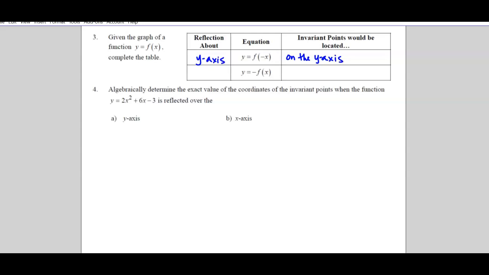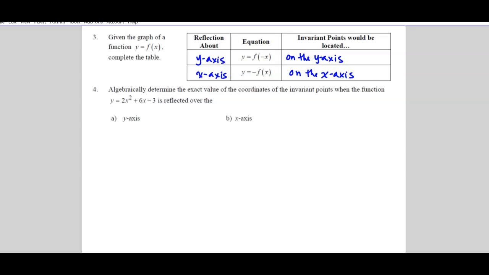And similarly, when you reflect in the x-axis, then points on the x-axis will not change. So when you think about that, if it's located on the y-axis, you want to look for the y-intercept of your original function. If you're reflecting in the x-axis, you want to look for the x-intercepts.